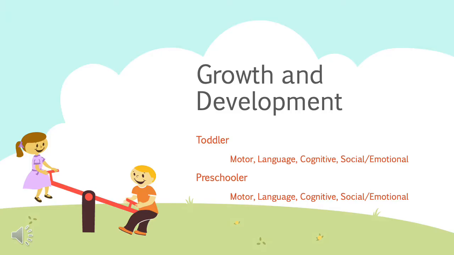So let's start off with growth and development. For the toddler and preschooler, we're going to break it up. We'll go over motor development, both fine and gross motor, language, cognitive, and social and emotional development.